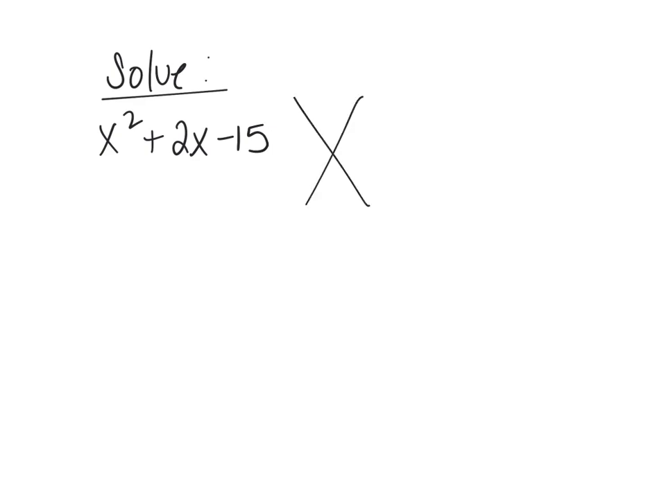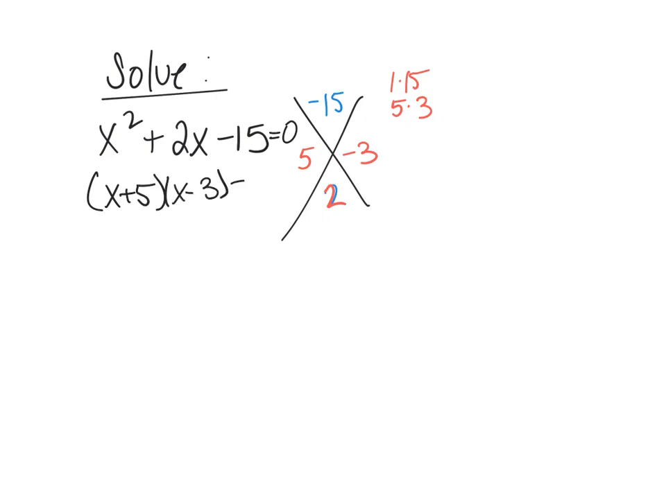Now, what if it says solve? Say we have x squared plus 2x minus 15 equals 0. I want to know what two numbers multiply to negative 15 and add to positive 2. We're looking at 1 and 15, and 5 and 3. If the 5 is positive and the 3 is negative, I get a positive 2. So I have x plus 5 times x minus 3 equals 0.